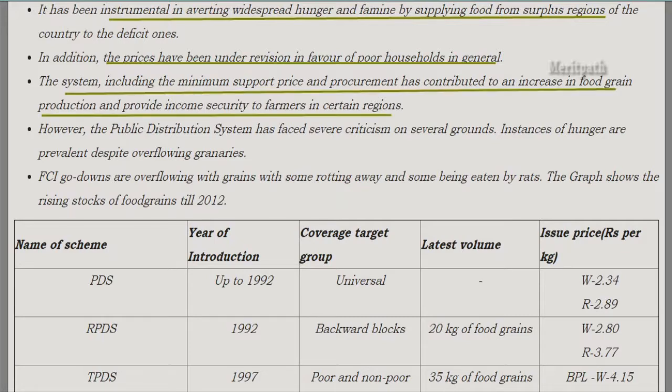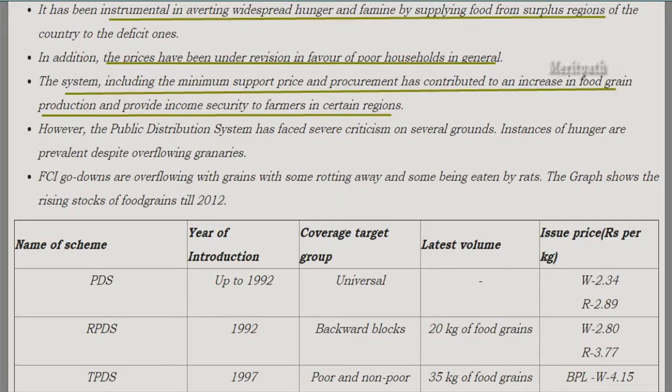So this minimum support price system and procurement contributed to the increase in food grain production and it provided income security to the farmers. But this system also faced criticism on several grounds. Instances of hunger were still prevalent despite so many granaries overflowing with grains. FCI godowns are overflowing with grains and some grains are being rotten away and eaten by rats.